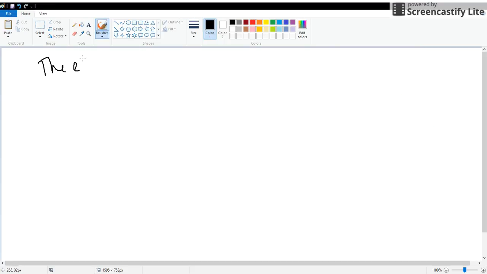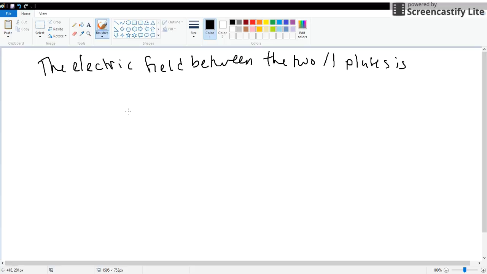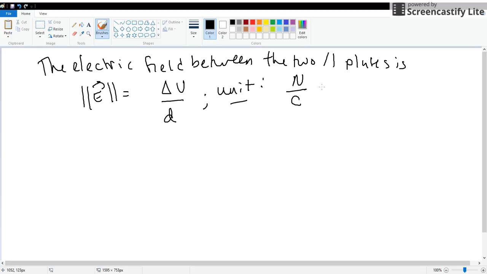I should mention that the electric field vector between the two parallel plates is given by: the magnitude of the electric field is equal to the change in voltage, that is the electric potential difference, divided by the distance between the two capacitor plates. The unit for the magnitude of the electric field, which we used to refer to as a newton per coulomb, is also equal to a volt per meter, because volt is the unit for electric potential difference, and the meter is the standard unit for the distance between the plates.